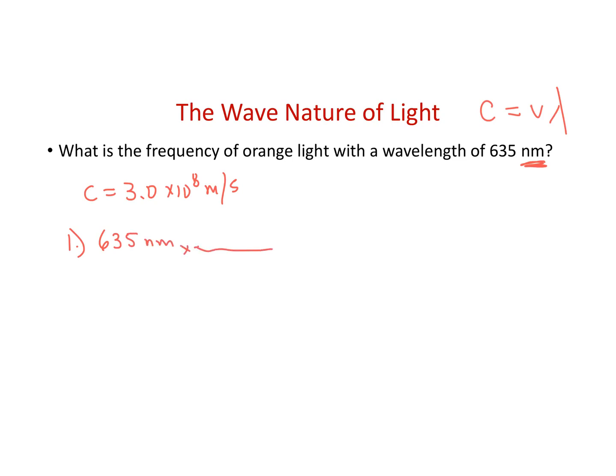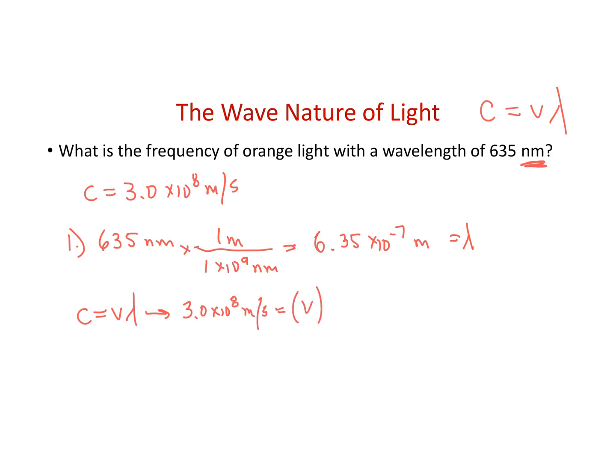And I know that in every 1 meter, 1 meter is a larger measurement, I have 1 times 10 to the 9th nanometers. So I multiply through, I have 6.35 times 10 to the minus 7 meters. Now that I have my wavelength, and this is lambda, now that I have my wavelength in meters, now I can do this calculation. So c equals frequency times my wavelength. I know c is 3 times 10 to the 8th meters per second, and I'm looking for my frequency when my wavelength is 6.35 times 10 to the minus 7 meters.